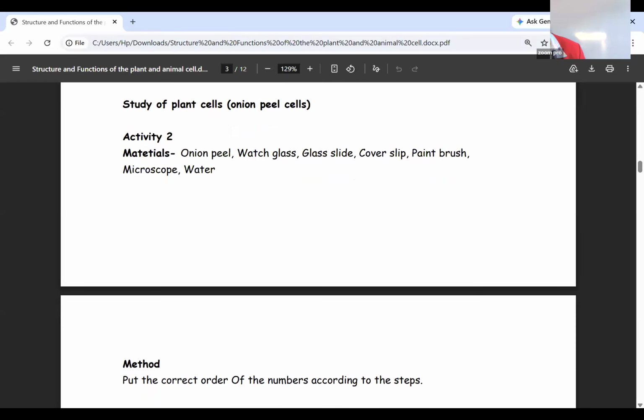The next activity is study of plant cells, right? Onion peel, onion cells. So for that we need onion peel, watch glass, glass slide, cover slip, paint brush, microscope, water. They are apart from the previous things. They need the paint brush. We'll understand later what the function of the paint brush is.